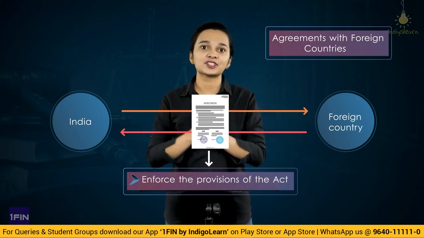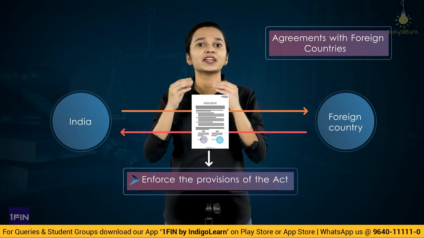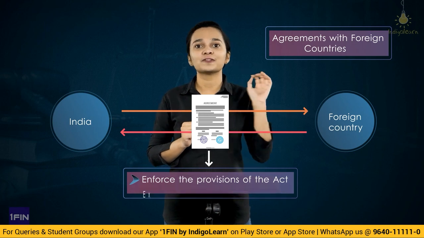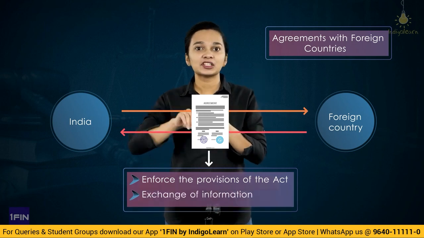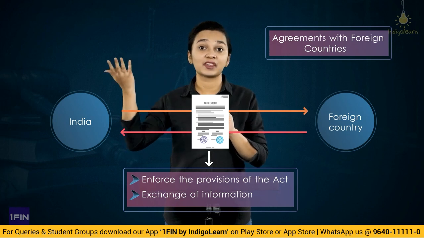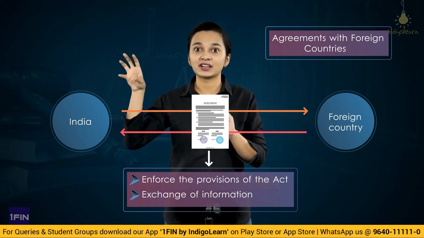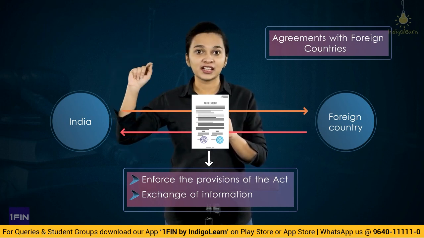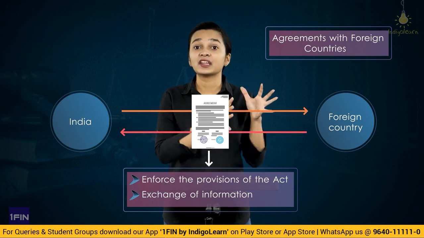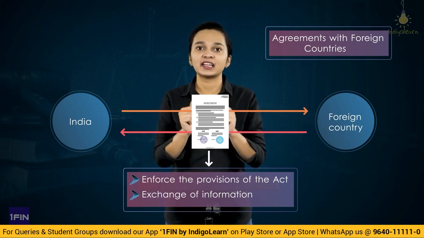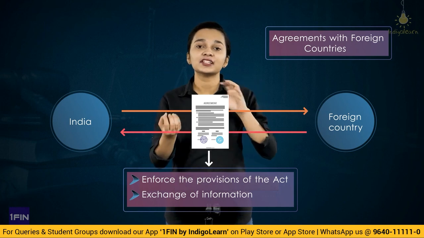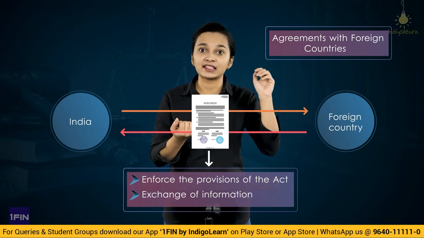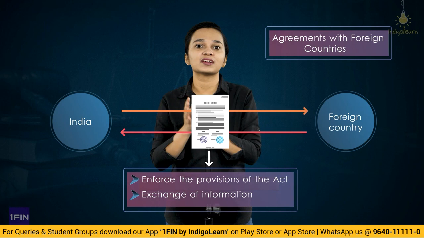Now apart from enforcing provisions, one very important purpose with which an agreement is made with any other country is for exchange of information. So link this with your tax information exchange agreements. Information exchange agreements are made between two countries wherein they exchange information about the income of a person, about the taxes paid in different countries. Similarly, here as well, whenever any money laundering offence has been committed by any person and the government of India wants to get some information about that person from some other country, the other country has to share the information with the government of India.